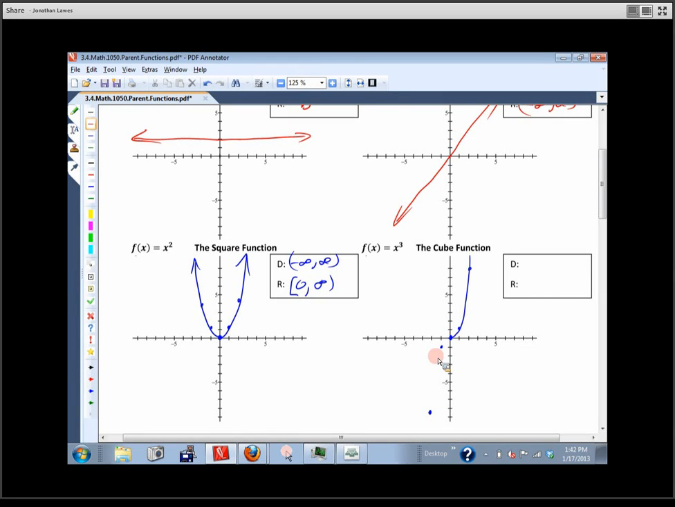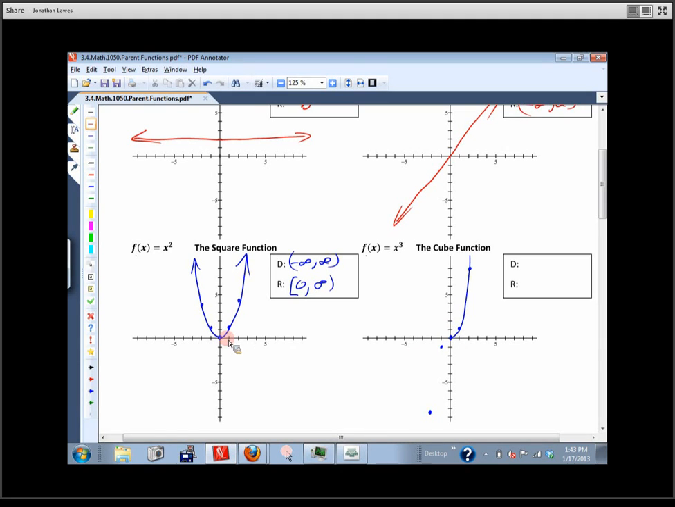That's too bad, because nobody raised their hand for different. They are different. They are not the same shape. This one is more shallow. It's got more of a curve to it, and we'll prove this in just a second.